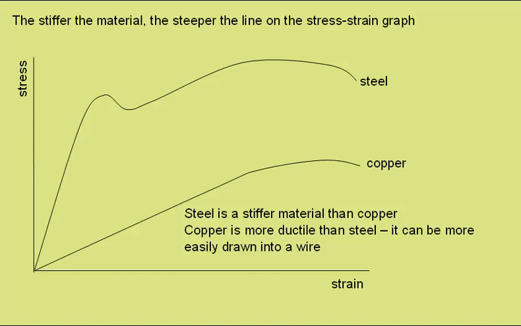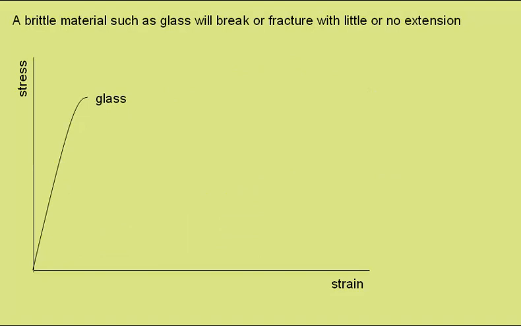A material which is brittle, such as glass, will break or fracture with little or no extension. So you see here we have a large stress building up with little or no strain, and then suddenly the glass just fractures or breaks. It is a brittle material.